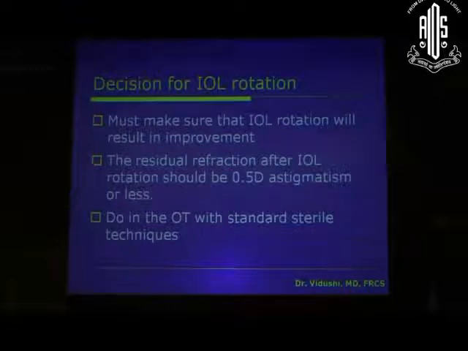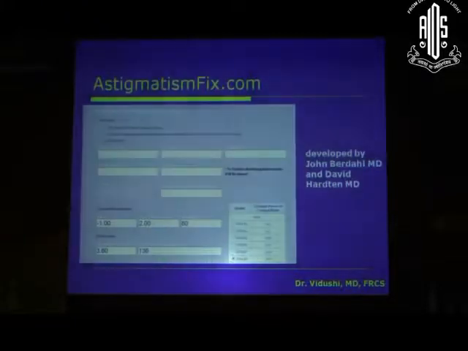Then once you've finally ended up in a problem, you have to decide whether IOL rotation is the right option or not. So you must make sure that once you rotate the IOL, it will result in improvement of the cylinder as well as the expected refraction. Whatever way you calculate this, the residual refraction after rotation of the IOL should be 0.5 diopter astigmatism or less. If even after rotating you calculate it will be about 1 diopter, then it is not very useful. Some people have described rotating the toric IOL on the slit lamp. I don't think it is recommended at all. It is better to do it in the operation theatre with standard sterile techniques.